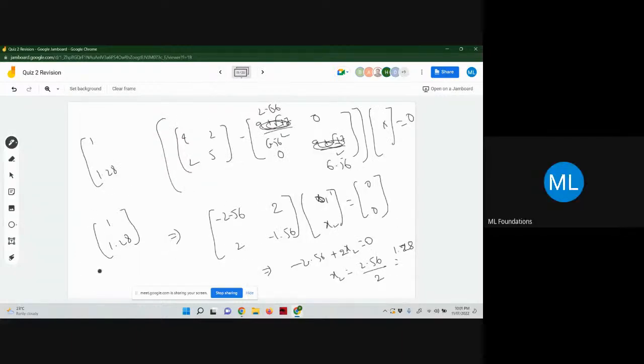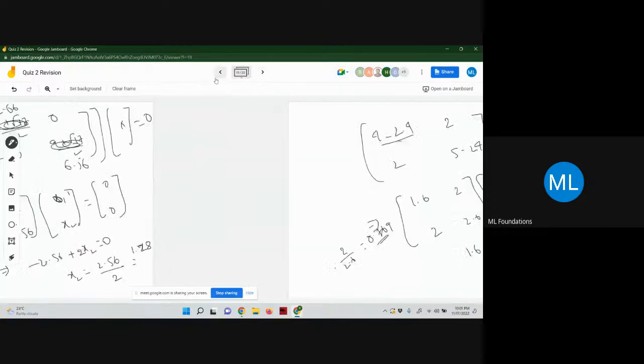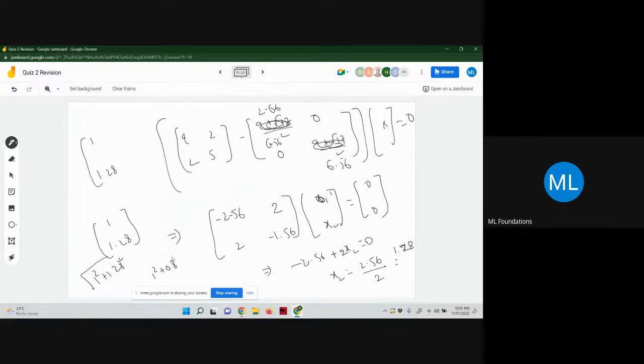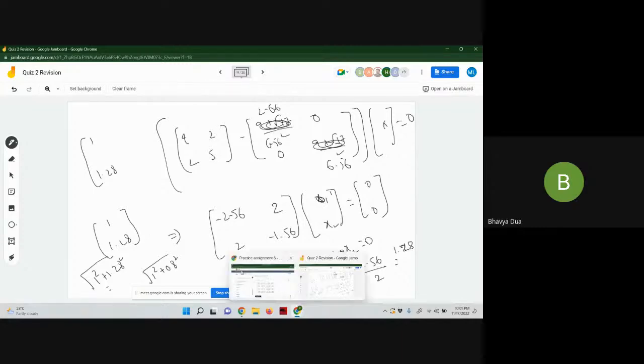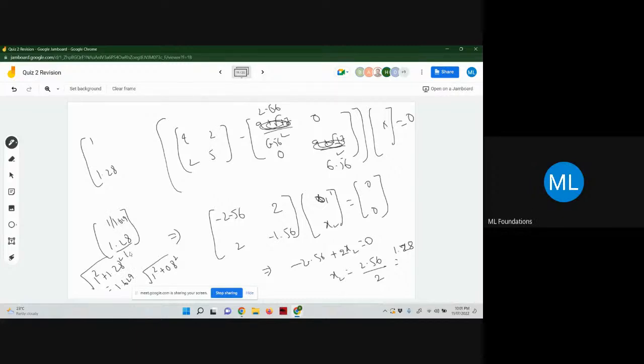What's going to be the length of this 1.28? 1 square plus 1.28 square under root, right? And then the second one is 1 square plus 0.8 square under root. Can someone tell me this value, please? Sir, the normalization of 1 and 1.28 is roughly around 1.6. Okay, so this length is going to be equal to 1.6, is it? 1.624. Yes, 1.624. So 1 divided by 1.624 and then 1.28 divided by 1.624. That's your first vector.